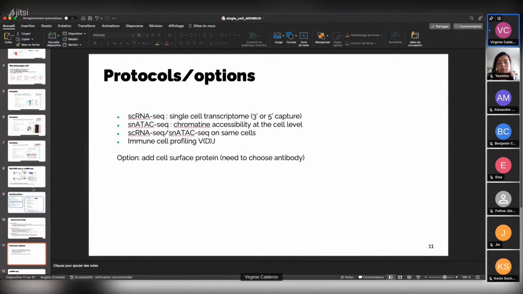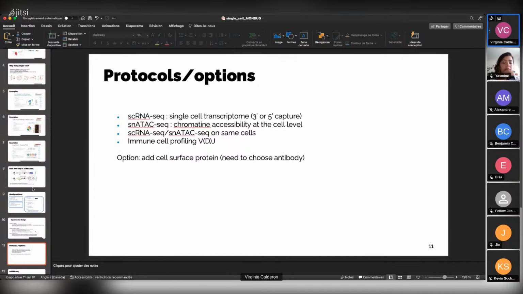You can also combine these two experiments on the same cells. So you will have the information for one cell, the information of the transcriptome, and the information of the accessibility of the chromatin. So that's something new at 10x. Now this is really interesting to link the expression with the accessibility.